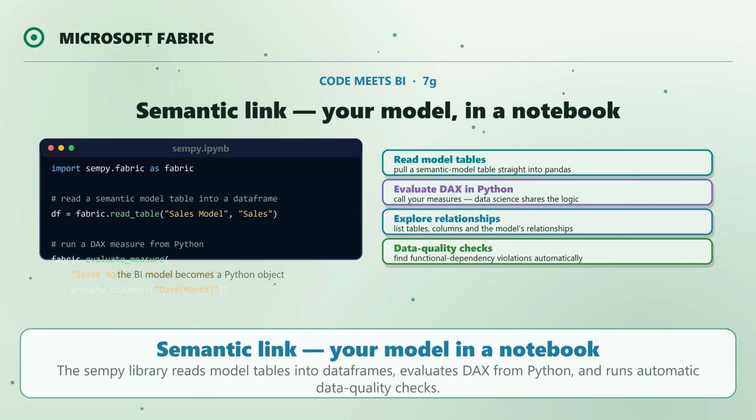Think about what that means. Your data scientists and your BI team share the exact same definitions. No re-implementing revenue in Python and hoping it matches the report. On top of that, Sempy can explore the model's tables, columns, and relationships programmatically, and it can run automatic data quality checks, like finding functional dependency violations you didn't know were there. Semantic Link is the bridge between the BI world and the data science world, and it only exists because both live on the same platform. Speaking of one platform, let's tie a bow on the whole thing.